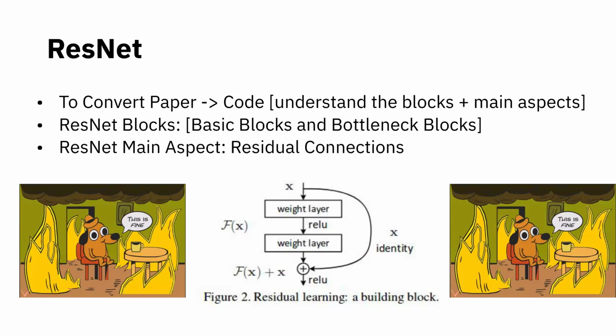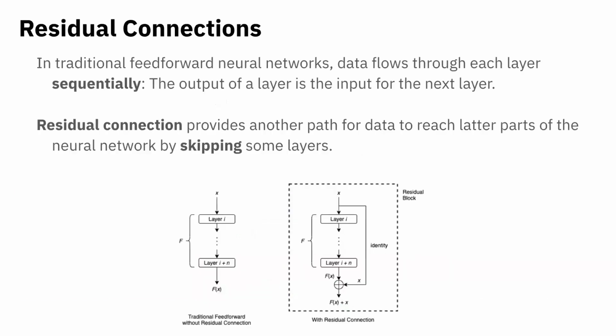So for ResNet, you just go to the paper, read the probably 8 pages of boredom that they have written. You'll figure out that ResNet just introduced 3 things in it. That was basic blocks, bottleneck blocks, and residual connections. And the main aspect of the paper was residual connections. I hope everyone is fine right now. If not, it's there. But yeah, so let's start talking about the residual connections.